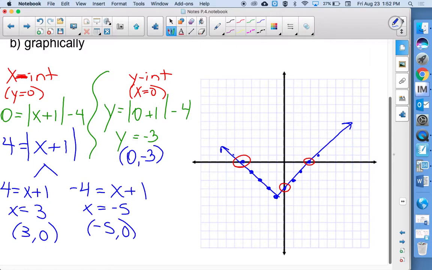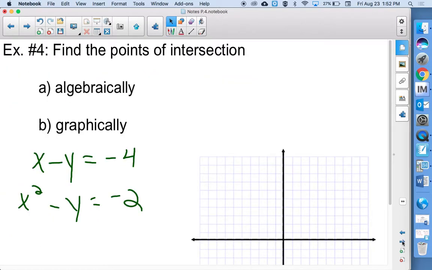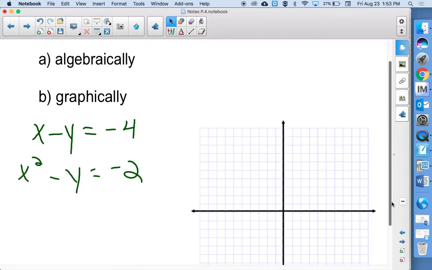So the very last problem that we're going to look at, kind of a little bit of everything here. Still working with trying to solve equations. But this one wants you to find the points of intersection. So now actually thinking, where do they really cross? And we have two different equations, graphically and algebraically. X minus y is -4, x squared minus y is 2, -2. Think about how you would solve those algebraically.